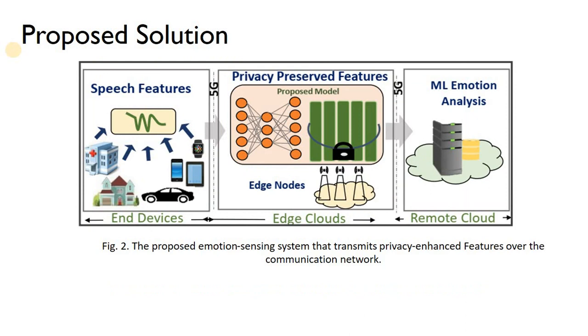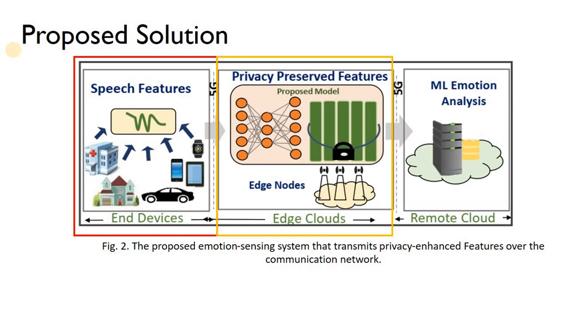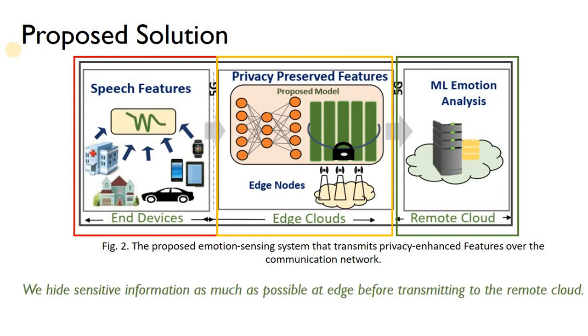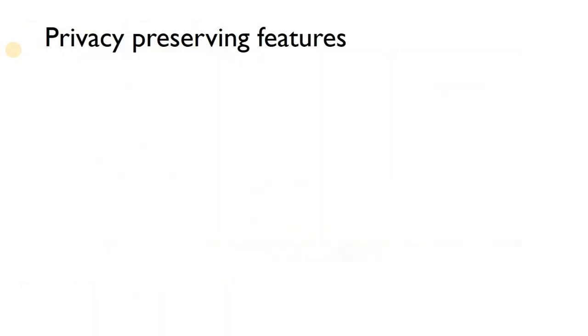So this is our proposed solution. We have the same speech sensing layer where we record the speech, and then we compute the speech feature at the end devices and transmit this feature to the edge clouds, where we deploy a privacy preserving model that extracts the privacy preserved feature, and then this feature we transmit to the remote cloud for emotion classification and decision making. In this way, we can hide the sensitive information in the speech features as much as possible before transmitting to the remote cloud.